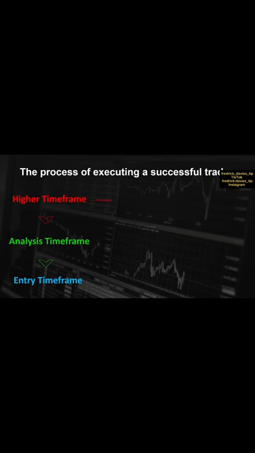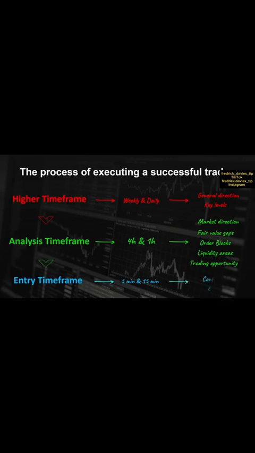Firstly, we have higher time frames, such as weekly and daily, which we use to determine the overall market direction and identify key levels. Secondly, we have analysis timeframes, where we conduct most of our analysis, including applying concepts such as identifying market direction, fair value gaps, order blocks, liquidity areas, and potential trading opportunities. Finally, we have entry timeframes of 15 minutes and 5 minutes, where we seek confirmations before entering the trade.